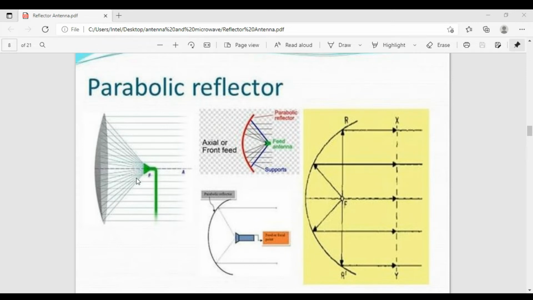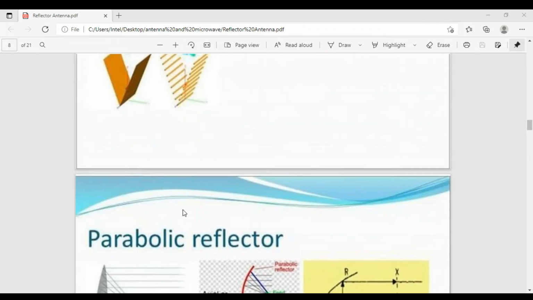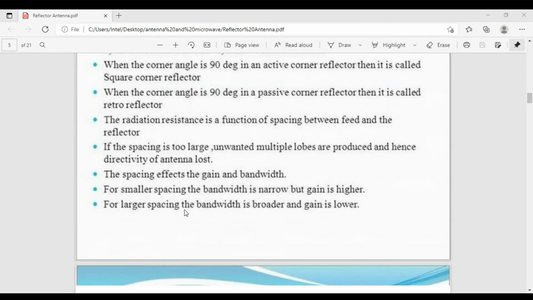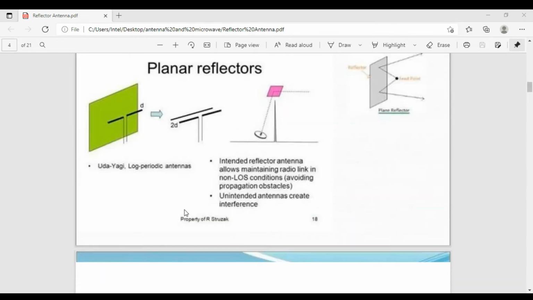Reflector antennas are mostly used in space communications or space wave communications. They are used at microwave frequencies. The frequency band will be high, microwave frequencies. So it is capturing the signal with the reflector.